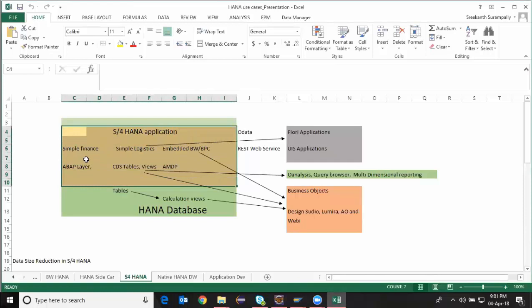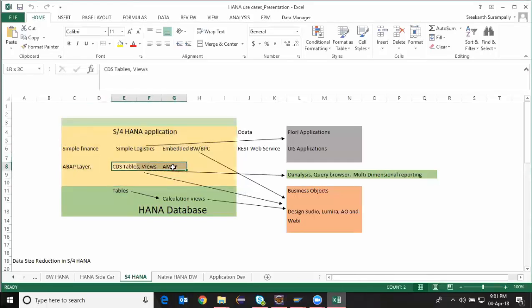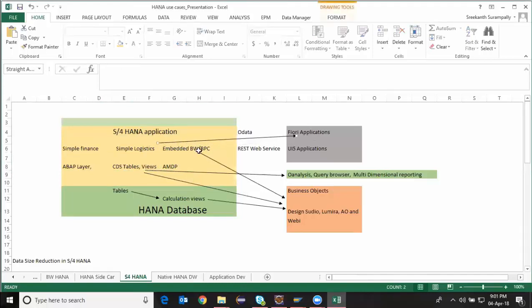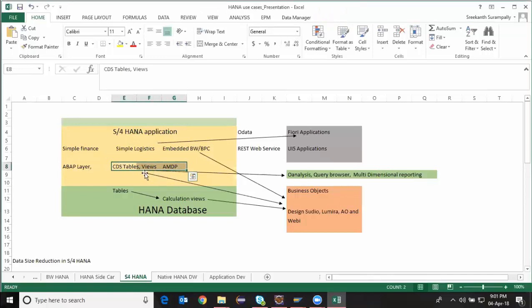So we're going to do some CDS tables, views, and AMDPs. And we will also see some embedded BW and BPC models. This is not a BW model. CDS is directly ABAP on HANA, and embedded BW is given for embedded analytics. So we see S4 analytics plus S4 embedded analytics. There are two things, so we're going to see them in the next 5 sessions.